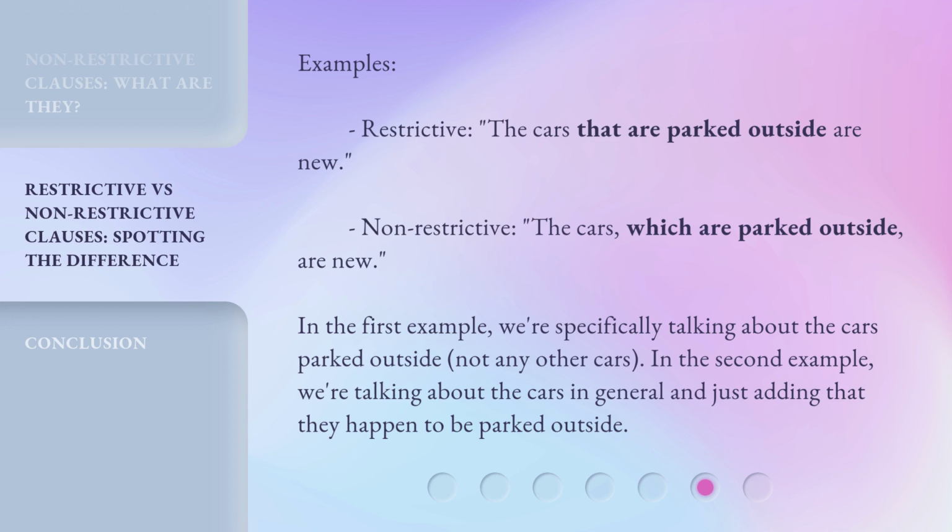In the first example, we're specifically talking about the cars parked outside, not any other cars. In the second example, we're talking about the cars in general and just adding that they happen to be parked outside.